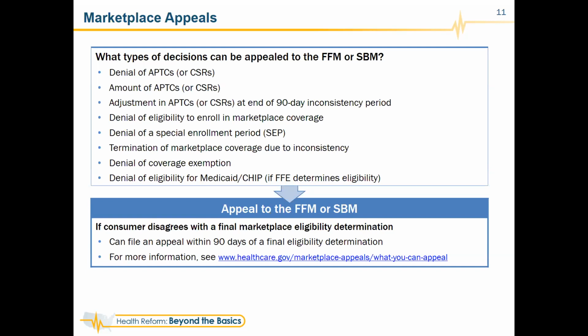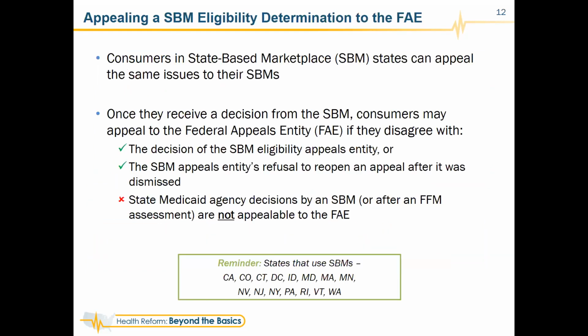In these cases, once a consumer receives a final eligibility determination, that consumer can file an appeal within 90 days. Now, for consumers in state-based marketplaces, and on the bottom of the slide, you see the 15 states that currently use state-based marketplaces, consumers' first appeal has to go to that state-based marketplace. It's the same issues that a consumer in the federally facilitated marketplace can appeal to HHS, but if you're in one of these 15 states listed down below, you first have to appeal directly to your state-based marketplace.